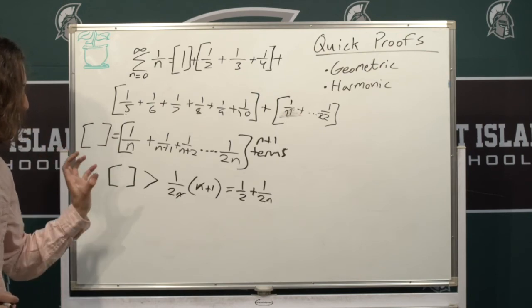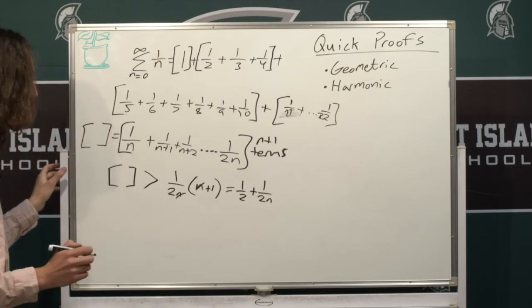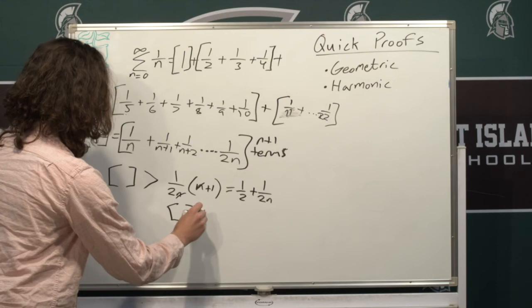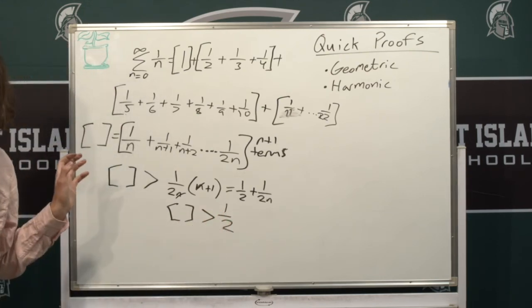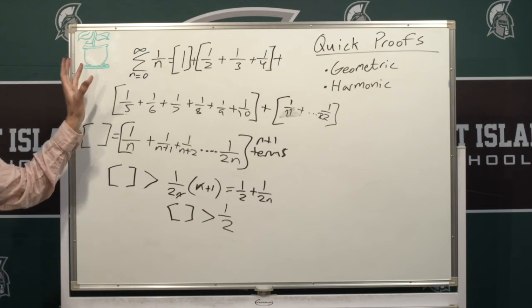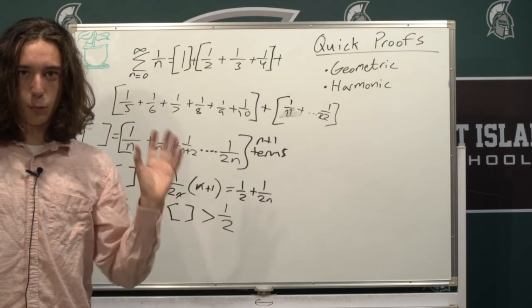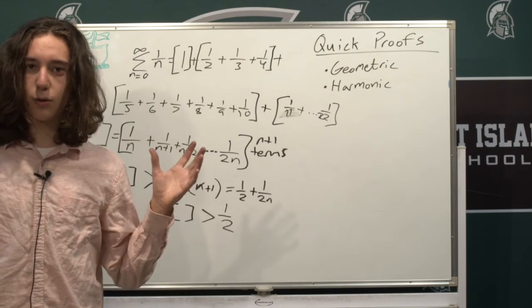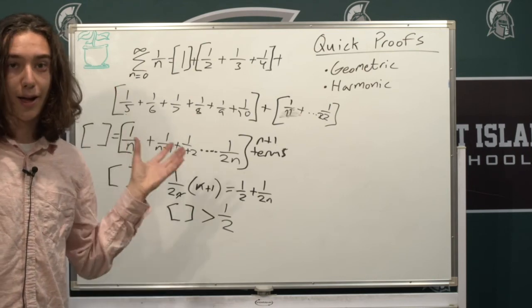And so what we've written is that each and every one of these boxes has to be greater than 1/2. And if every single box is greater than 1/2, and there are infinite boxes, then we have 1/2 times infinity as our sum. And so the harmonic series, 1 over n, has to diverge.